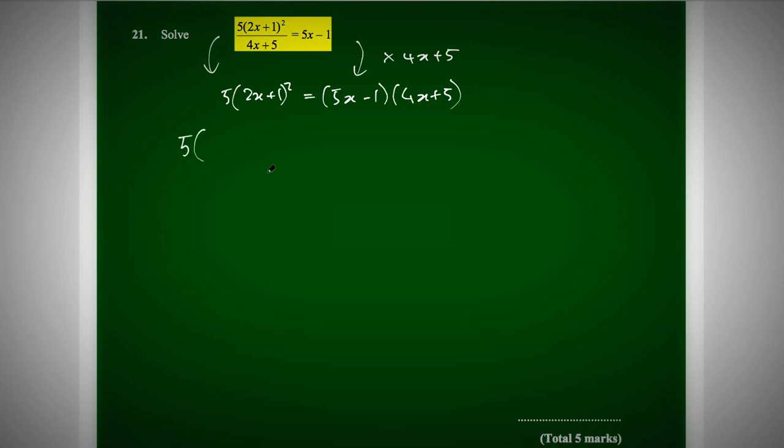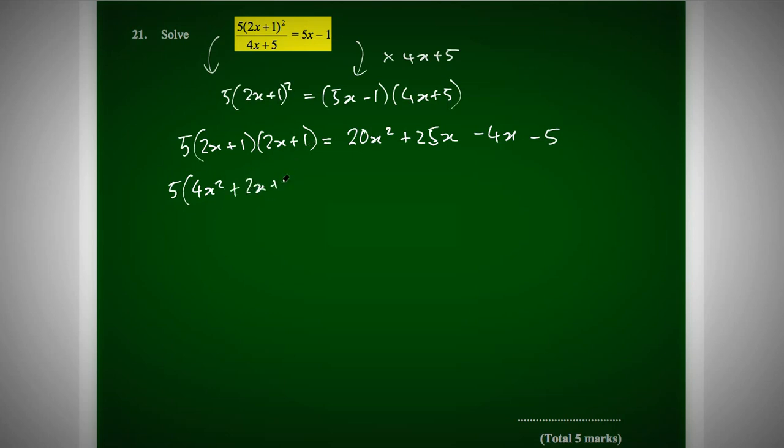That is, I'm going to start expanding brackets here. (2x plus 1) squared, I'll just write them out in full so that I can do them without making errors, and I'll expand these brackets here: 5x times 4x is 20x squared. Outsides, 25x, insides, minus 4x, lasts, minus 5, and I'll expand this side as well, that's 5 lots of 2x times 2x is 4x squared, outside is 2x, insides is 2x, and lasts is 1, and I'll start collecting like terms here, 25x minus 4x is 21x minus 5.